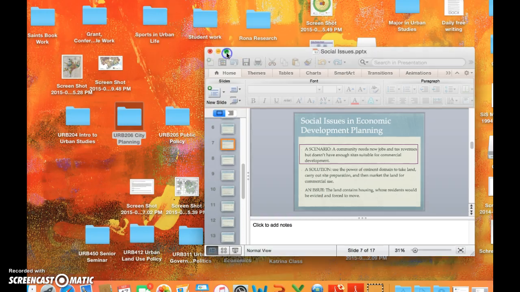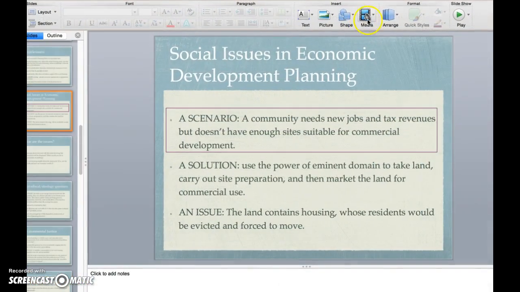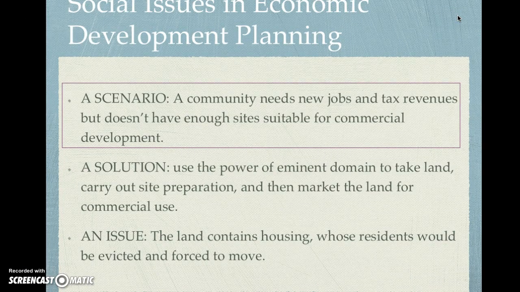Okay, let's continue with looking through social issues that would be involved in planning. So let's take economic development planning. This is a specific subfield of overall urban planning. If you take a field like economic development planning, how do social issues fit within that framework? And I actually think this whole overall question is kind of interesting.